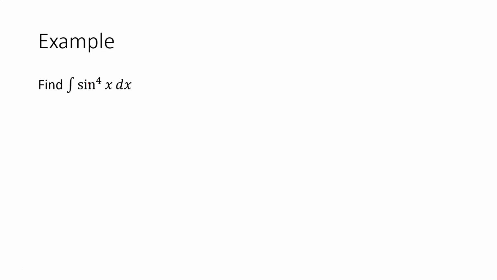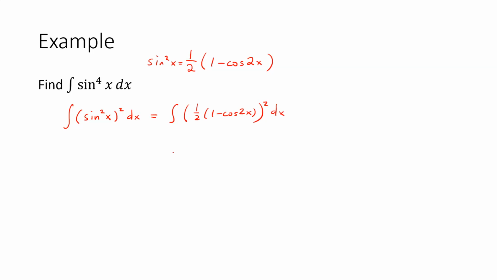Here we've got sine to the 4th, and in this case we'll extend the strategy that we did in the previous example, because here sine to the 4th can be written as sine squared, squared. So inputting our power reducing identity for sine squared, this integral will become 1/2 (1 minus cosine 2x) squared. And then I can square this out. So 1/2 squared becomes 1/4. And then 1 minus cosine 2x, I'll FOIL that out, will become 1 minus 2 cosine 2x plus cosine squared 2x.